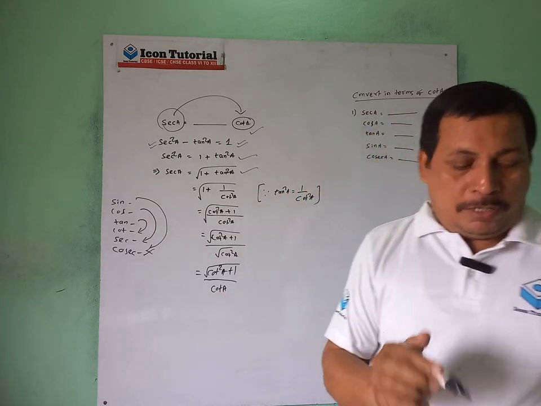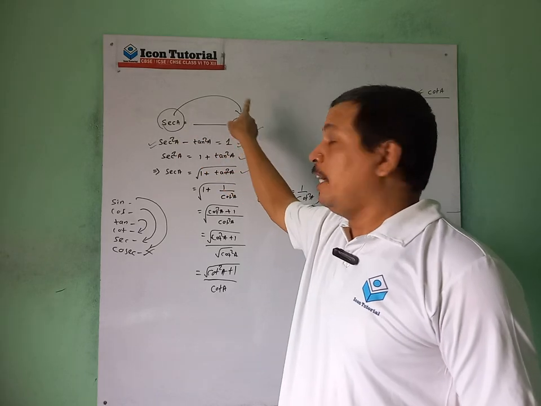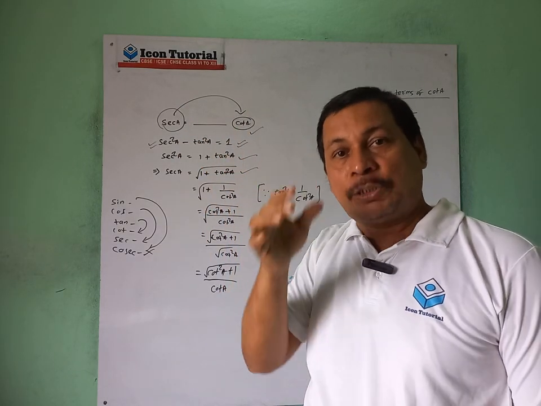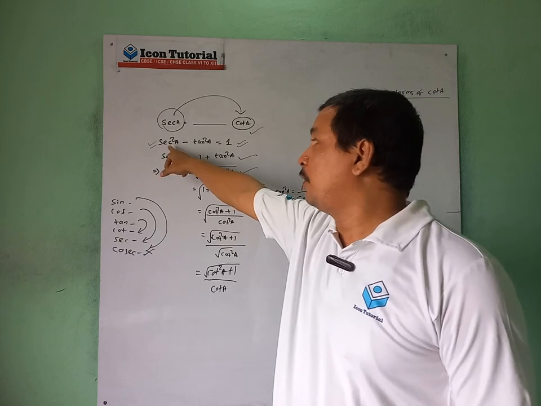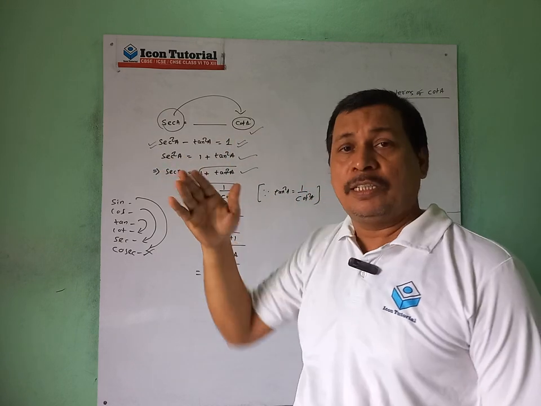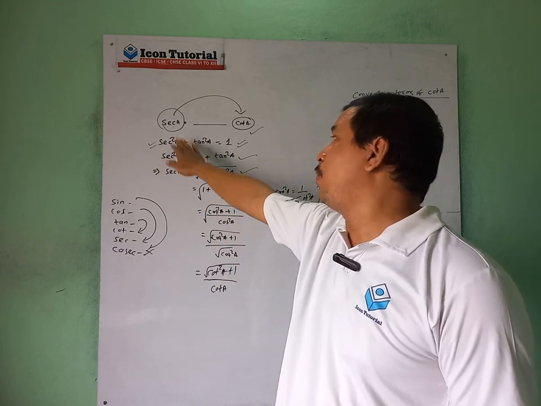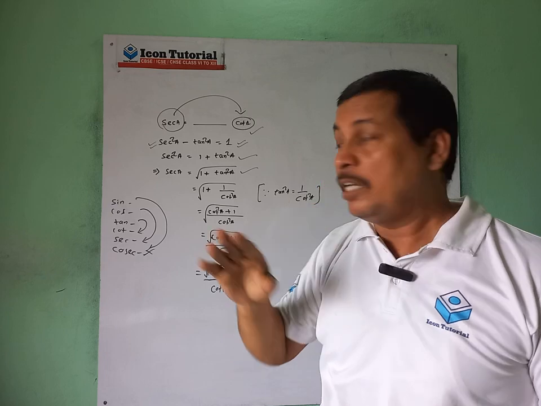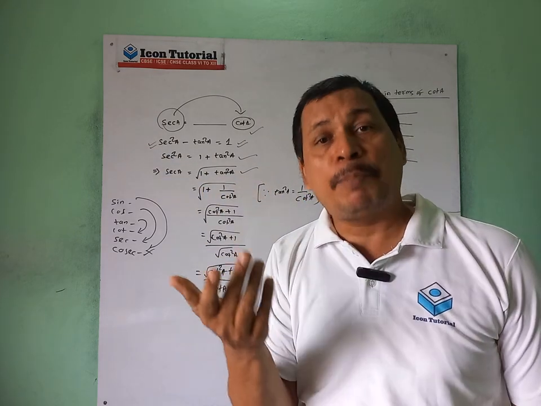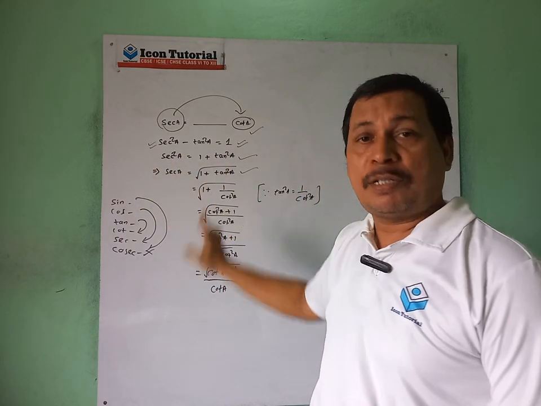Now from the beginning I'm telling slowly: sec A you have to convert to cot A. So how can you do this? From the identities we collect this one. The identity: sec square A minus tan square A is equal to 1. Next step, side change: subtract on one side, leave the others on one side. So sec square A is equal to 1 plus tan square A. Second step understood. Then next step, sec A is equal to the square root of that.